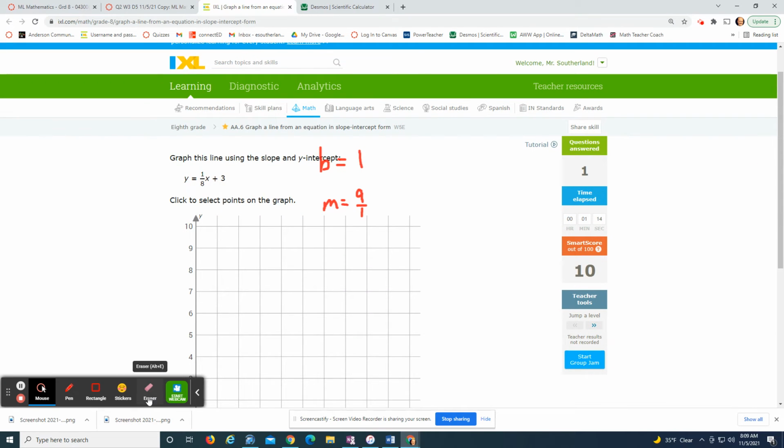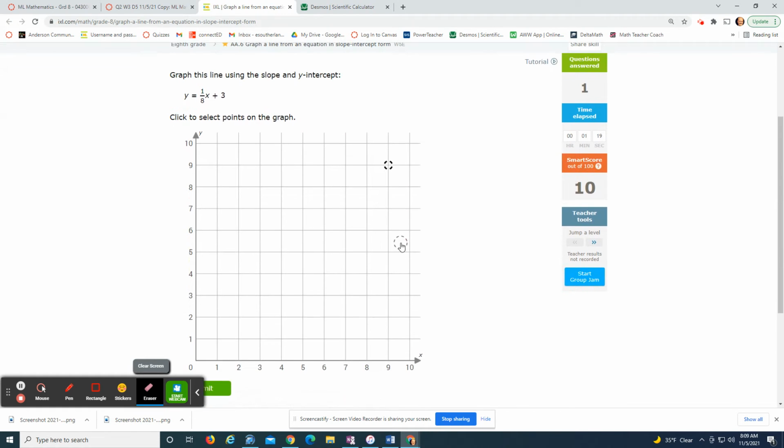For the next one, what's the b? You can't see this? So it says y equals 1/8 x plus 3. What's the y-intercept? 3. So that means I click on 3 on the y-axis. 1/8 means to rise 1 and run 8. 1, 2, 3, 4, 5, 6, 7, 8.